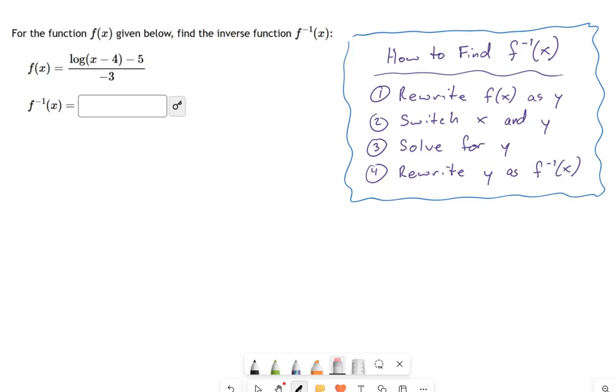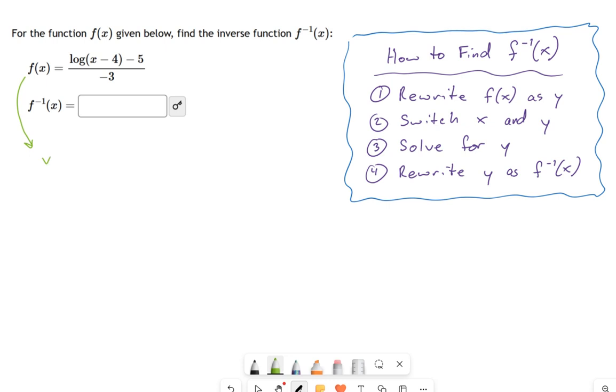We're going to find the inverse of an equation. And here's the equation right here, up on the left. It's a logarithm. And the procedure for finding the inverse is the same as it is for any equation. We're going to first rewrite f of x as y. See, I have that procedure on the right.